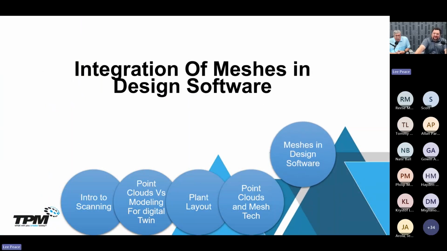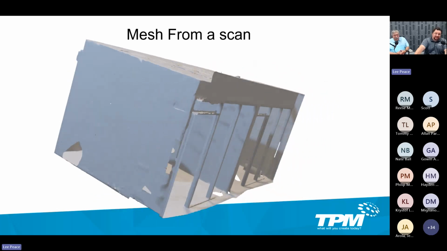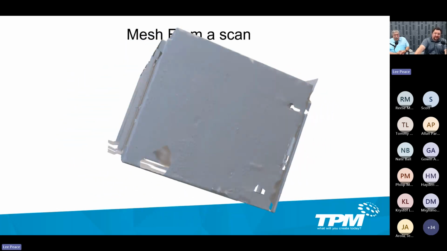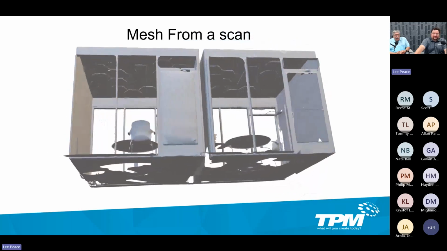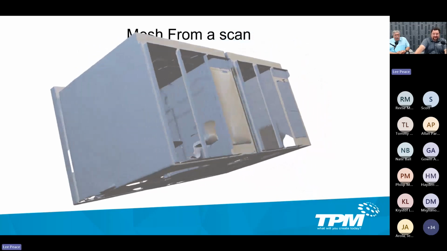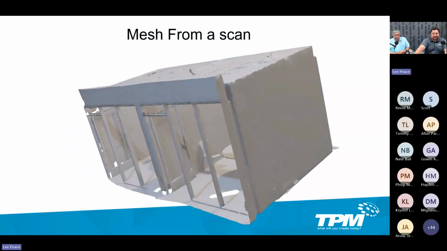So next, I want to talk a little bit about meshes in design software. This is a mesh of 2 meeting rooms at TPM. As long as the area is relatively simple and not a complicated area, this is the fastest way to bring it into most design software.